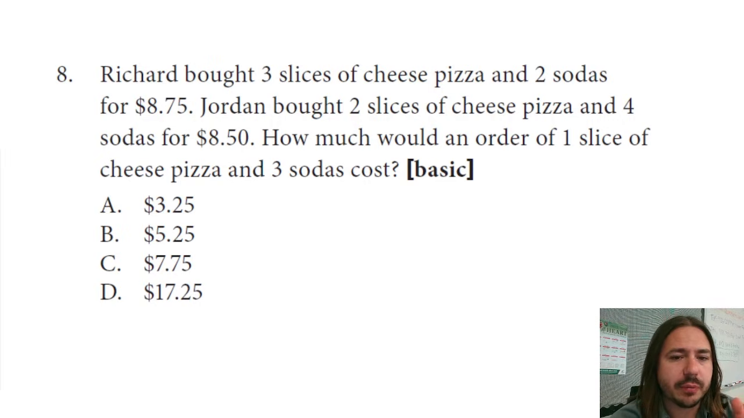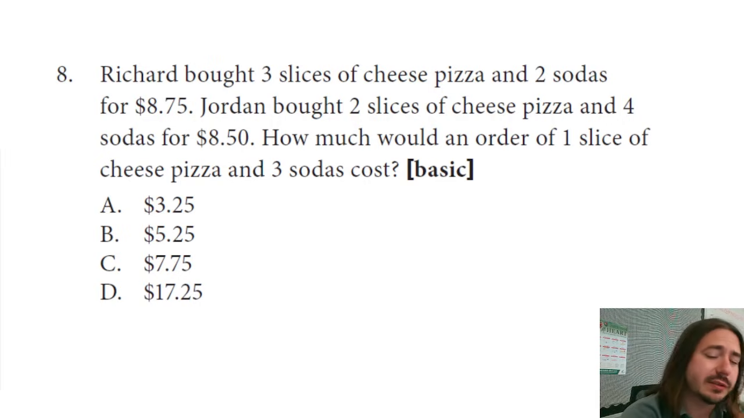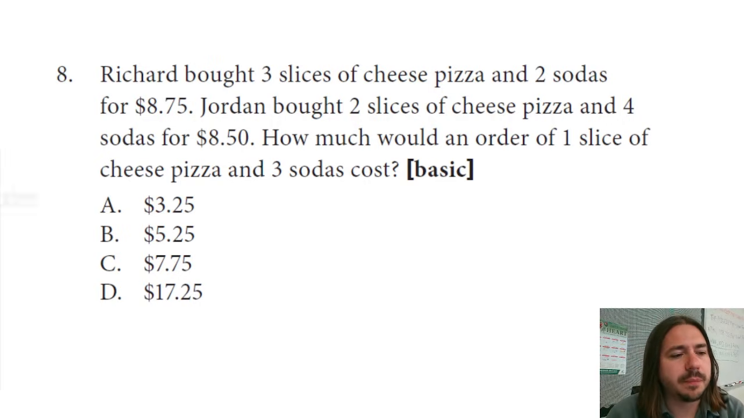Okay, this is a pretty tricky problem. This might be the hardest one on here. We'll see if we get any harder than this. But what we need to do here is write an equation for everything that Richard bought, and then write an equation for everything Jordan bought. Use that system of equations to figure out what the cost per cheese pizza and cost per soda are, and then we can answer the question.